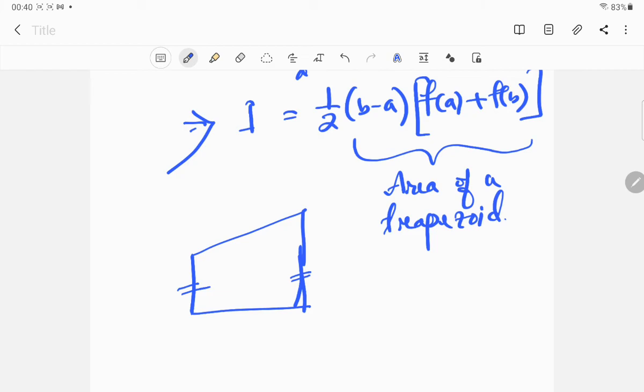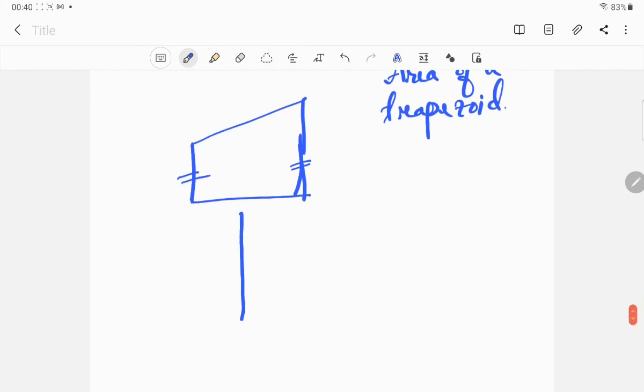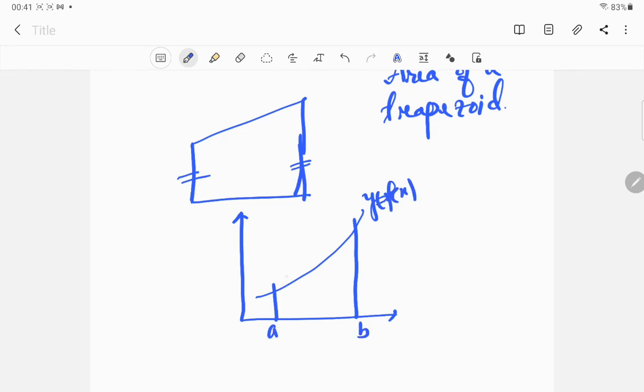So what happens, here also in the picture you can see that the curve goes like that. It starts from here, ends here. It is y equal to f(x). So it is a, it is b, so it is approximated by a straight line. So the whole thing is actually looking like a trapezoid. Okay, so it says that the integration of this function y equal to f(x) from a to b is nothing but the area of the trapezoid that is covered under this curve. Okay, the area between this curve and the x-axis.